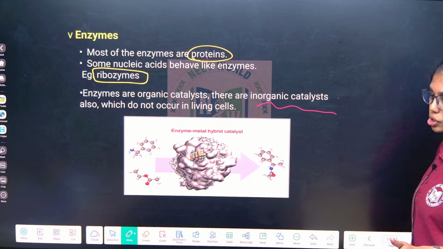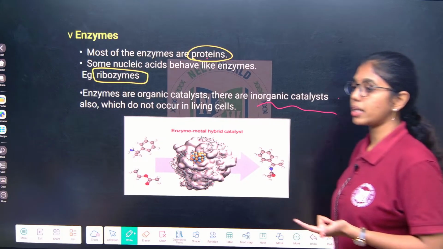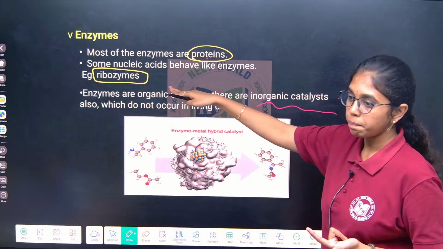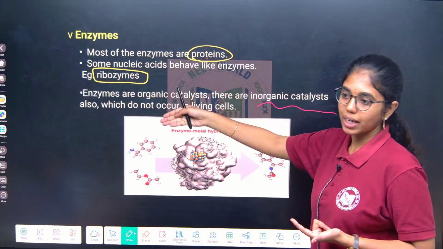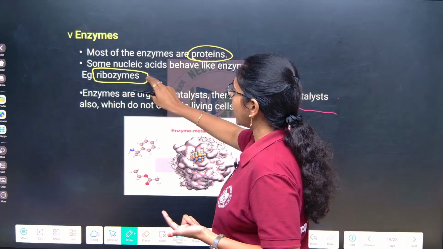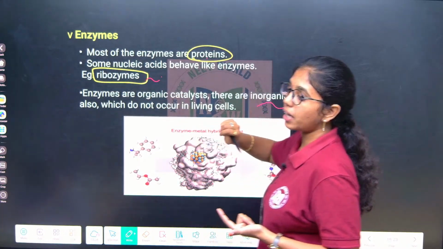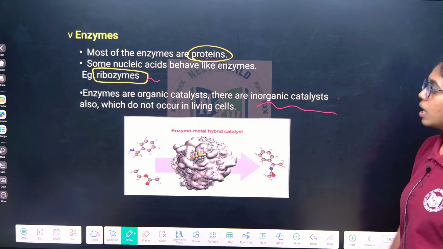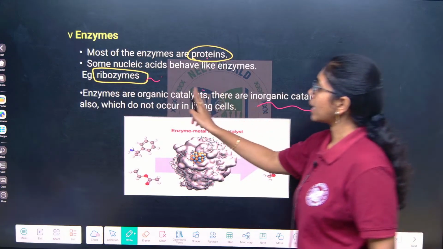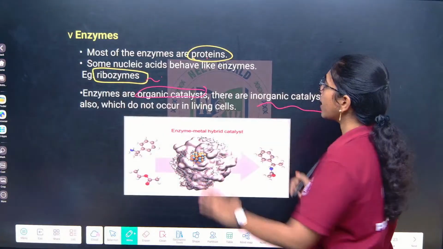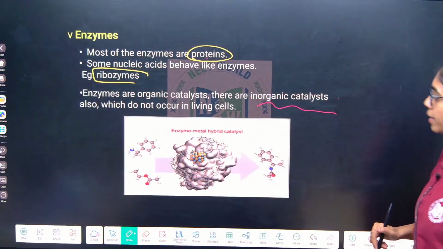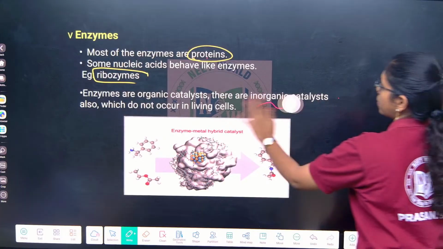Basic introduction of enzymes, clear, right? Enzymes are proteinaceous in nature, quite a few exceptions are there. Nucleic acid can also be the enzyme, example is ribozyme. In molecular biology, when we are discussing, we will understand that ribozyme, as peptidyl transferase, catalyzes the formation of a peptide bond between two amino acids. And enzymes are organic catalysts. There are inorganic ones also, which do not occur in the living cells. Clear?